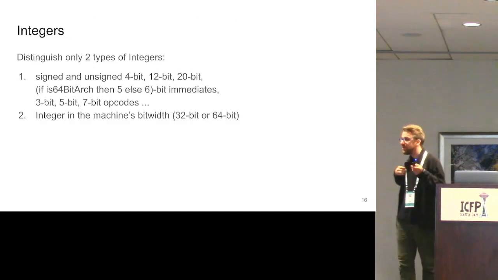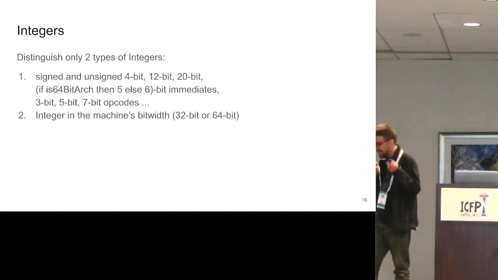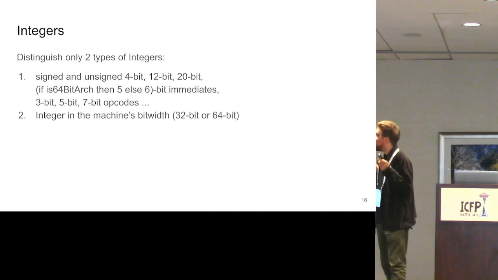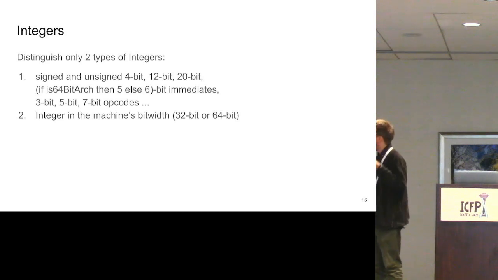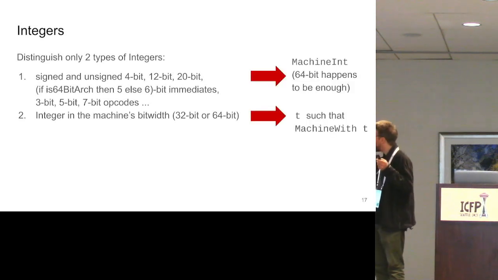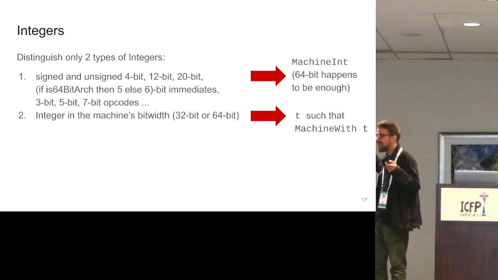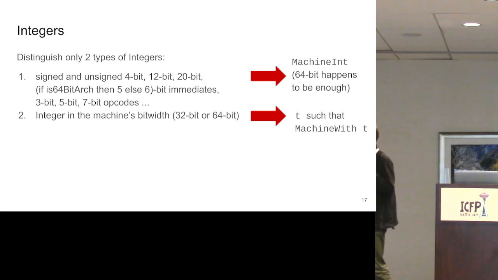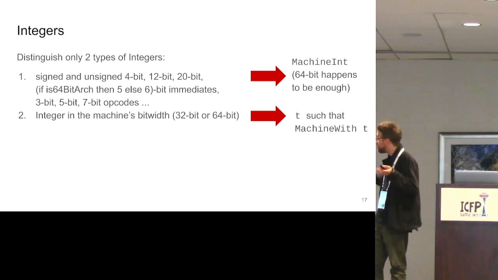For integers, we made a somewhat unusual choice, but one that we like, which is that we only distinguish two types of integers. The first one is signed and unsigned integers of a certain number of bits. And the second one is an integer in the machine's bit width. For the first one, we called that MachineInt, which just means some integer inside the machine of any bit width. And it turns out that in this specification, 64-bit happens to be enough. So we just make it an alias for that.